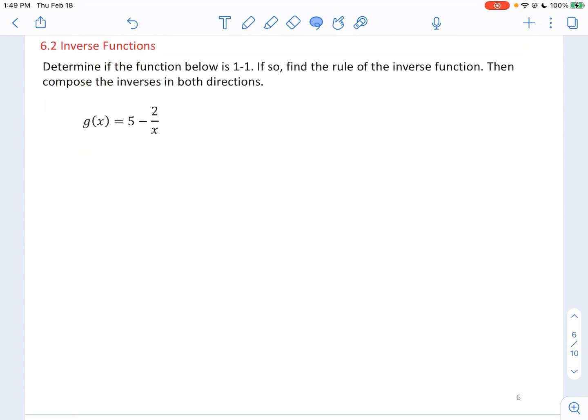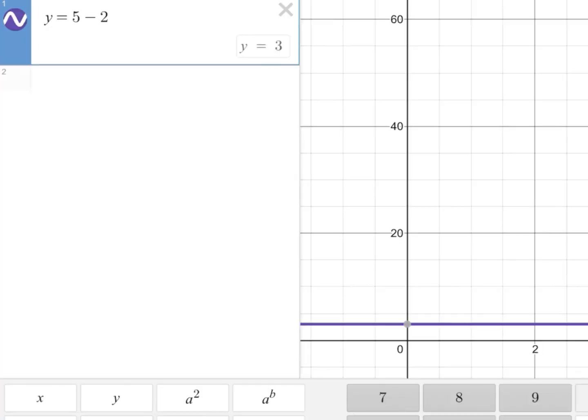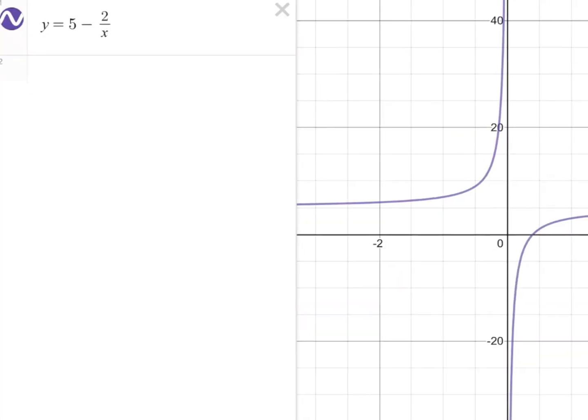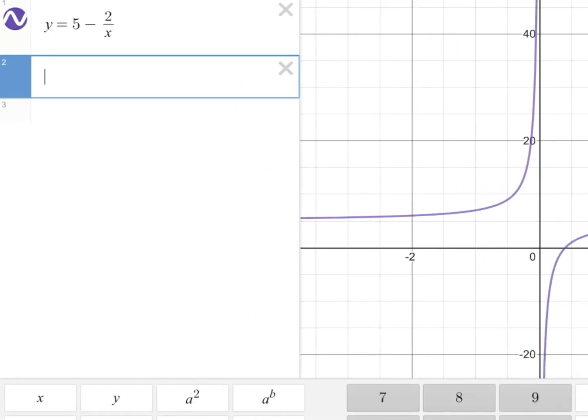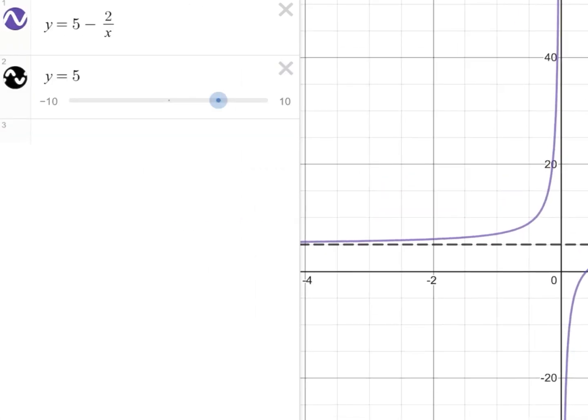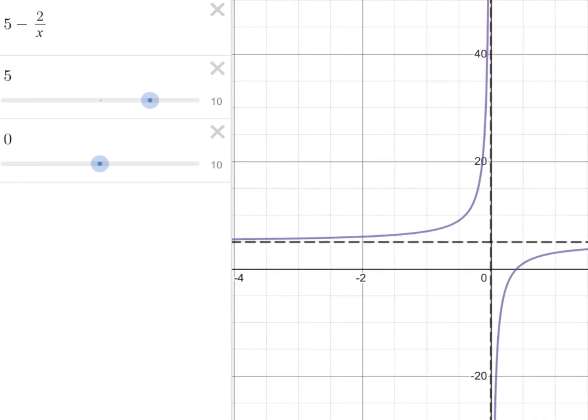Determine if the function below is 1-to-1. If so, find the rule of the inverse function. Then compose the inverses in both directions. Okay, to determine if this is a 1-to-1 function, we're going to graph the function. It's a 1/x graph that's been stretched, reflected, and then shifted up 5. So there's a horizontal asymptote at y equals 5, and a vertical asymptote at x equals 0. Okay, so the purple is our actual function.